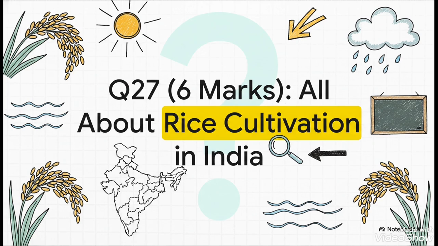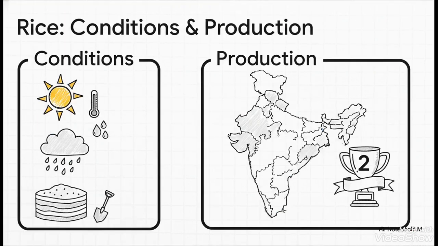Okay, here's the big 6-mark question for geography. This one is all about rice, which is a huge deal in India. To get full marks, you need to talk about the geographic conditions it needs to grow and where it's mainly produced in the country. So to nail this answer, you've got to cover 2 main parts.